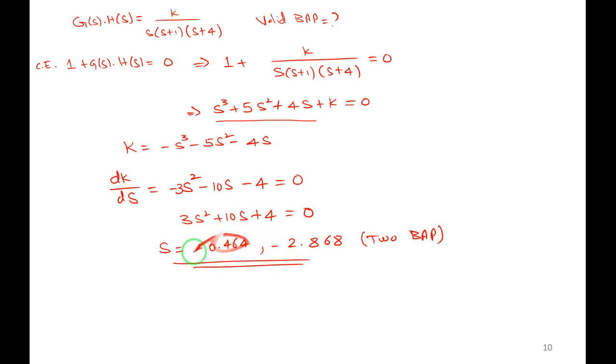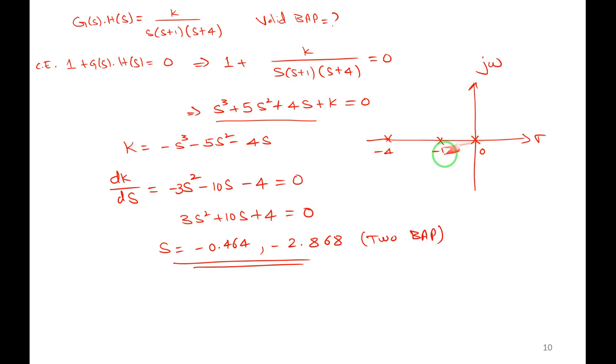There are two ways of finding which is valid breakaway point. First, I will draw the pole-zero plot, part of root locus, right? So just s equal to 0, one of the poles is located. S equal to -1 and -4, -1 and -4. Okay, poles are located, no zeros are there.